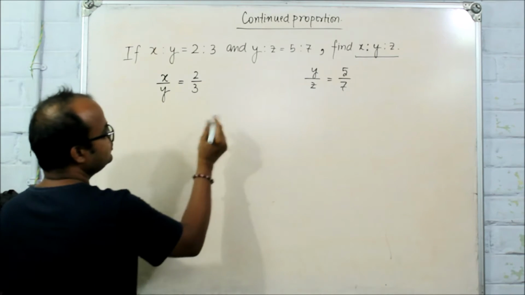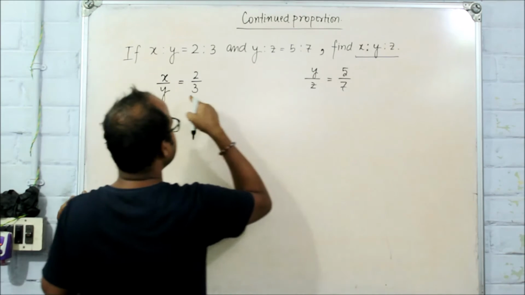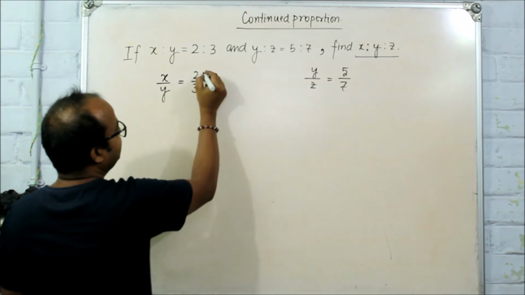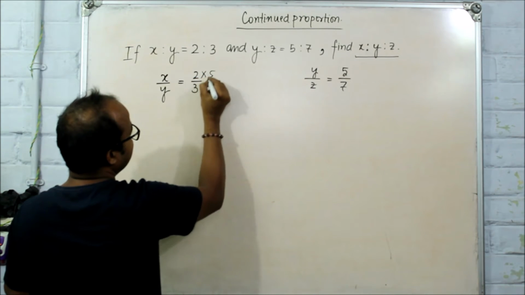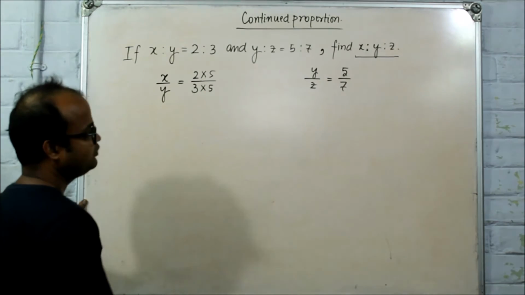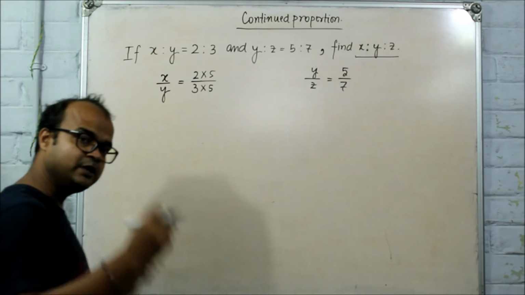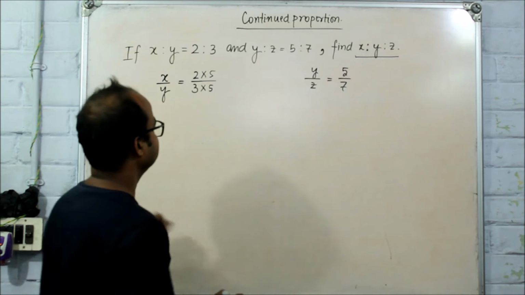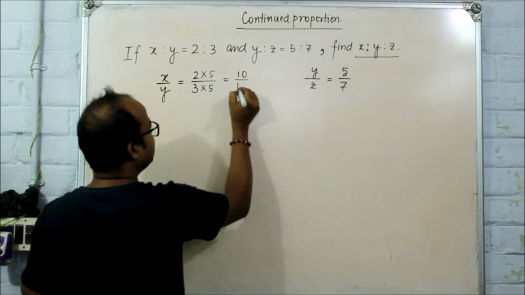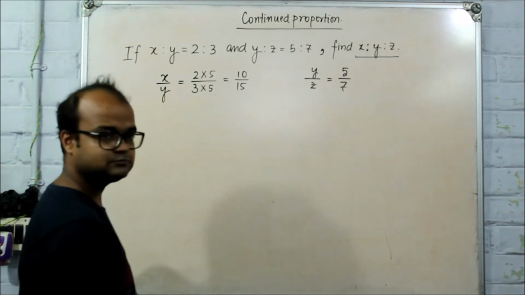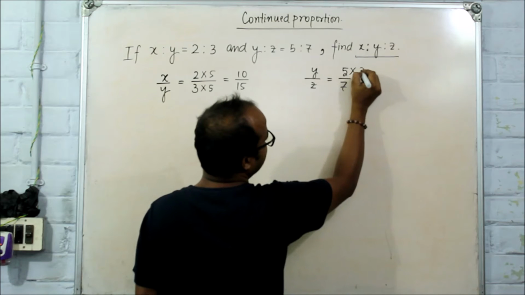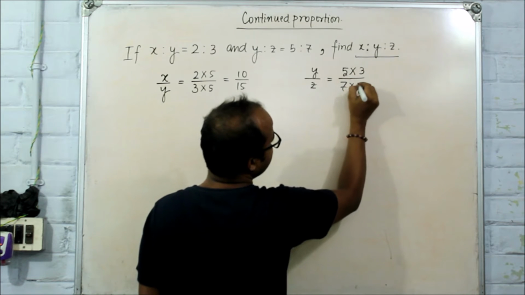So what do we need to do? We need to multiply this ratio by 5. So we need to multiply the numerator and denominator by 5. So we get 10 by 15. And to make it 15, we need to multiply this with 3.